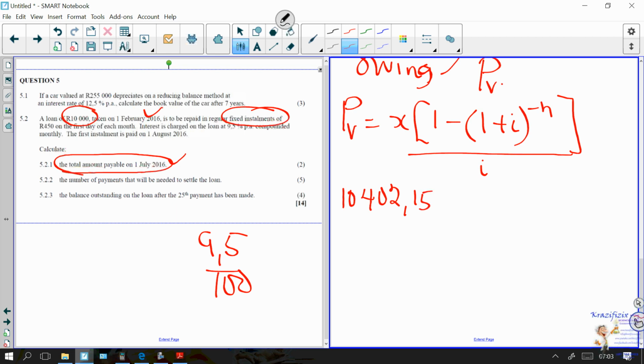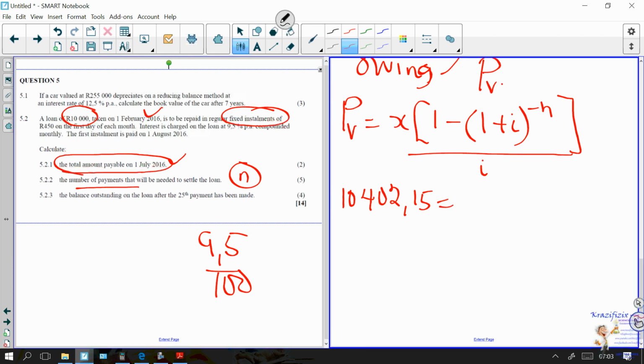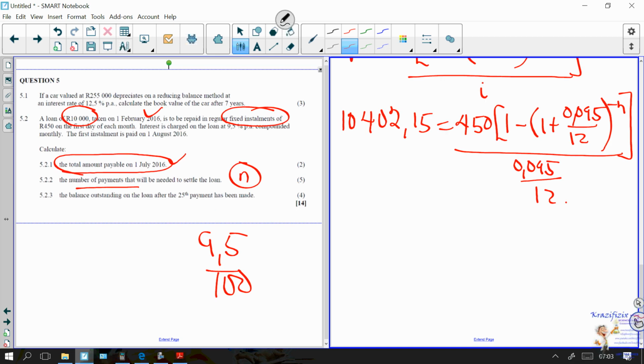So I am owing 10,402.15. Remember the question says how many payments I am looking for. n, number of payments. What is my X? We're told it's 450. 1 minus (1 plus 0.095 over 12) to the power negative n. I close my big bracket and my interest is 0.095 over 12. I hope this 0.095 makes sense to you now. I want us to learn to do mathematics here quickly. Some learners have issues with this.